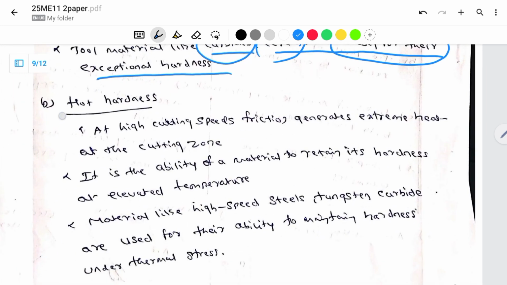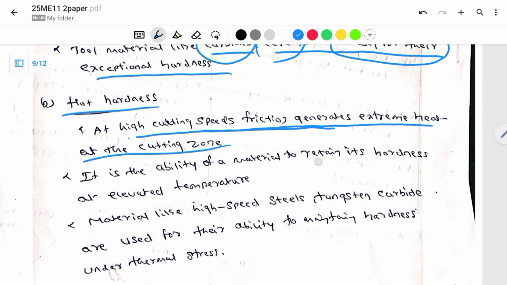Then hot hardness. At a high cutting speed, the friction generates heat. Let me explain this one with an example. When you rub your hands on each other, there will be heat generation. Similarly, when tools rub on the surface of the workpiece, because of the friction, heat is generated at the cutting zone.